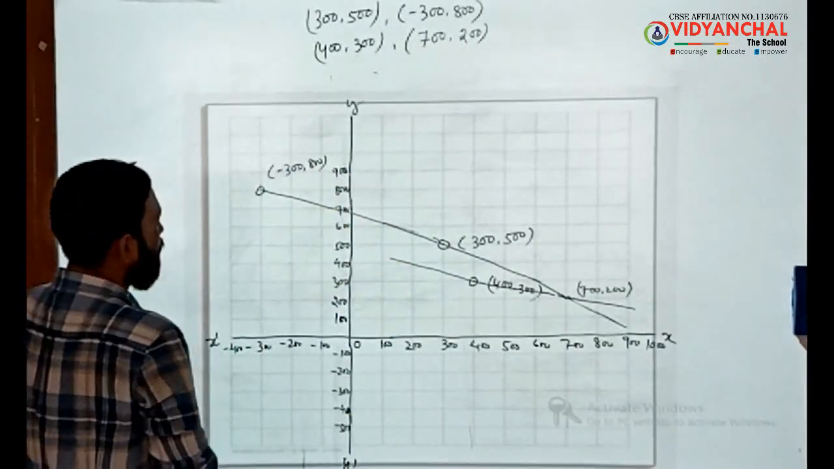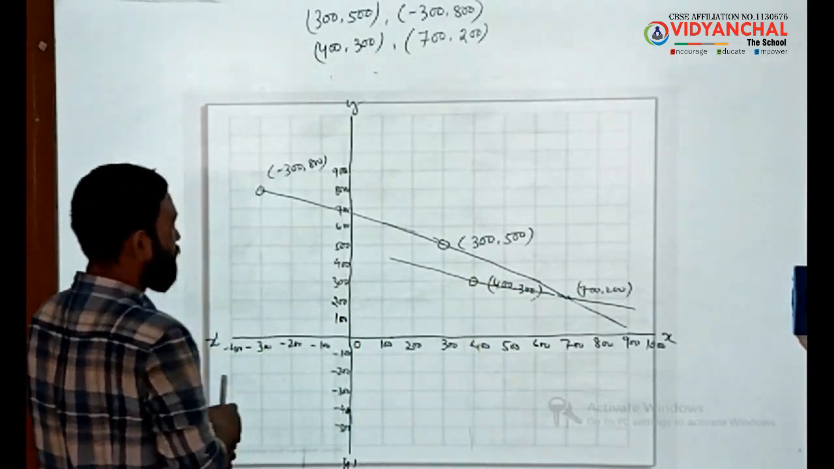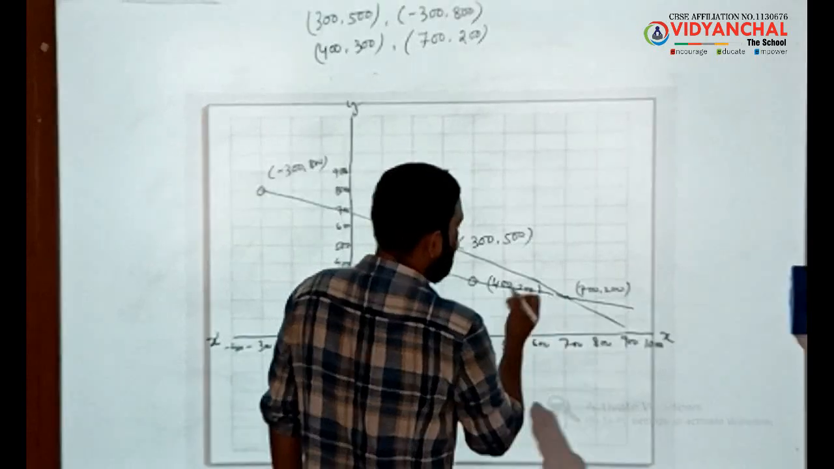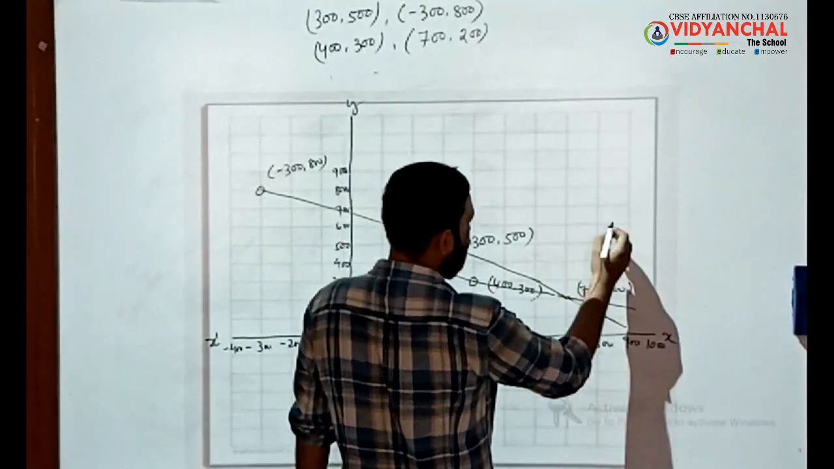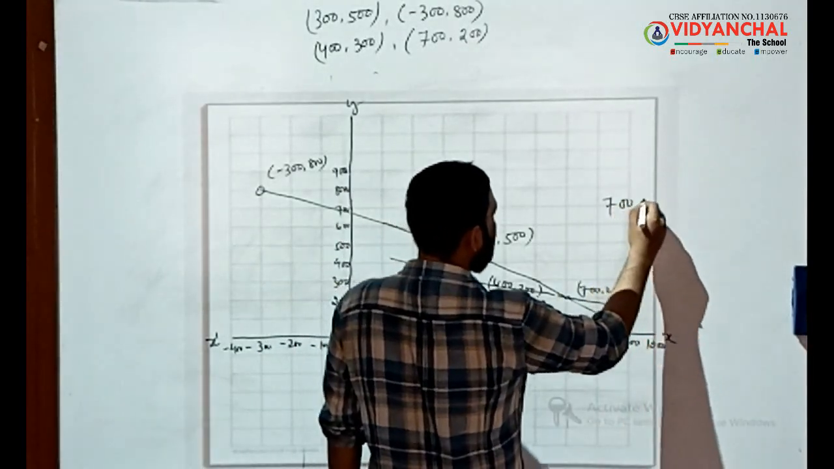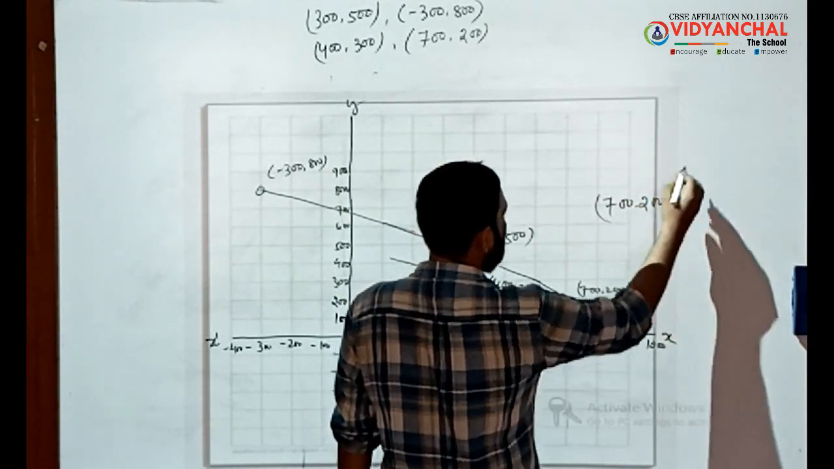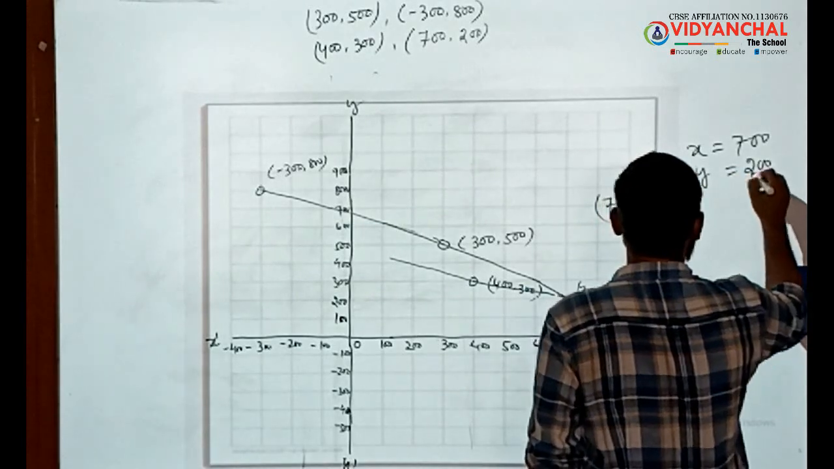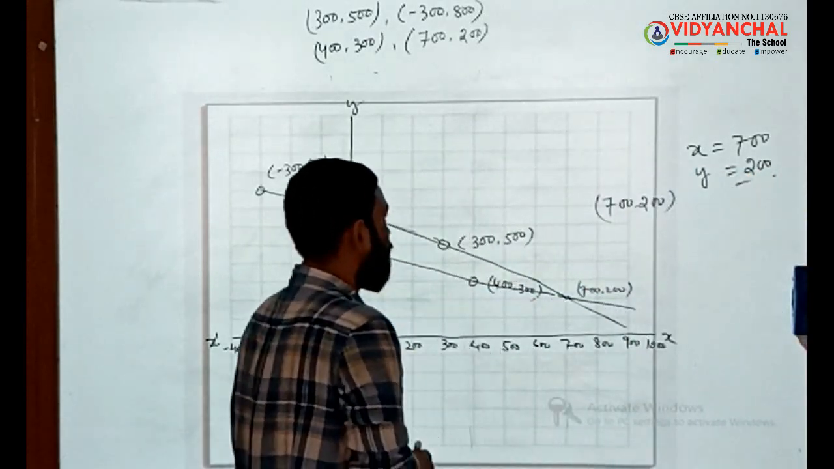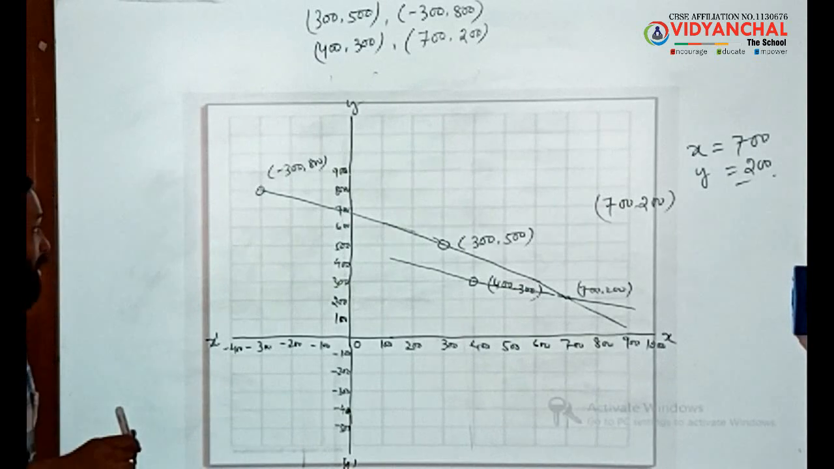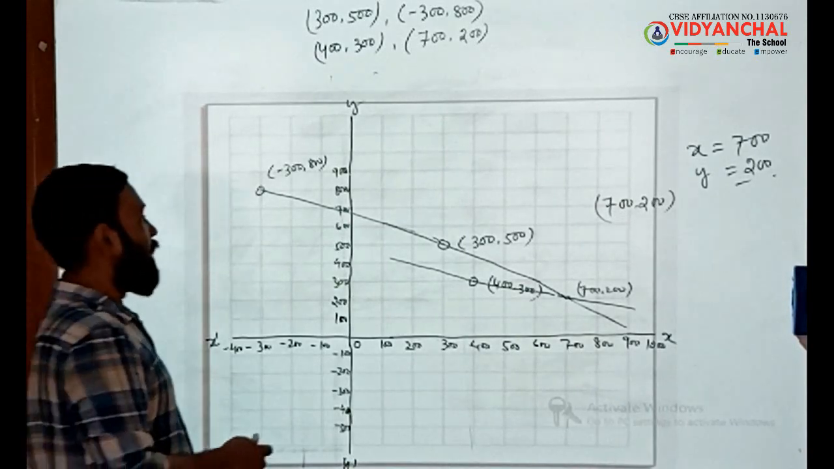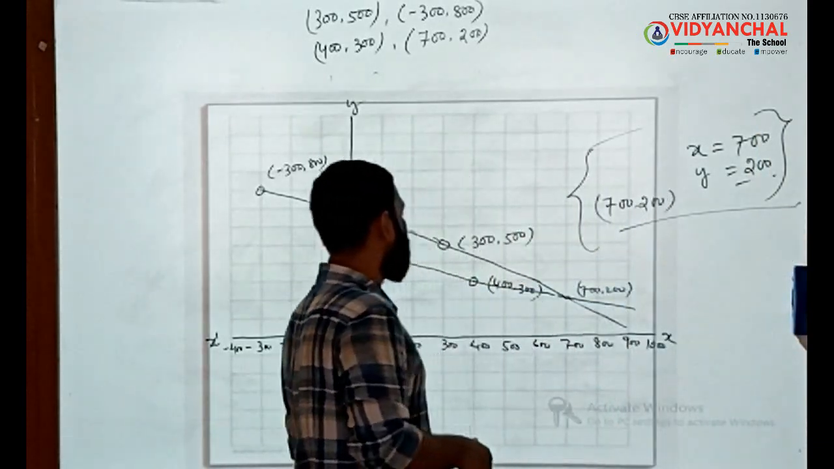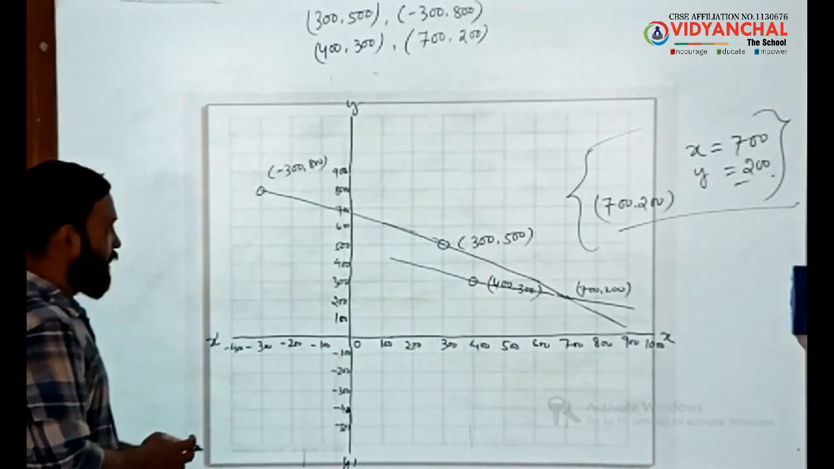Now you can see both the lines are intersecting here, right? We found the coordinates where both the graphs are intersecting. Where they are intersecting? At 700, 200. Means x equal to 700 and y equal to 200. The value of a bat is 700 and the value of a ball is 200. But this part is not supposed to be written. Only we have to represent the graph, right?